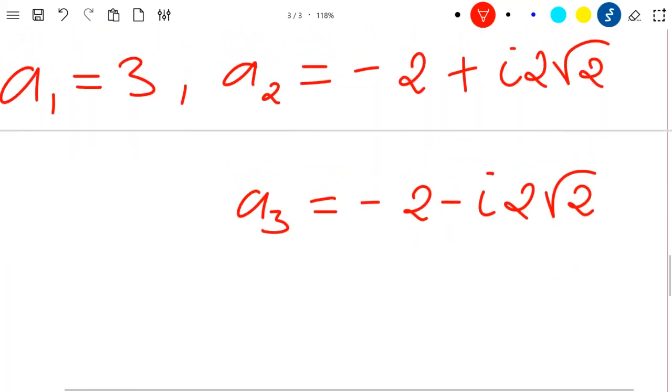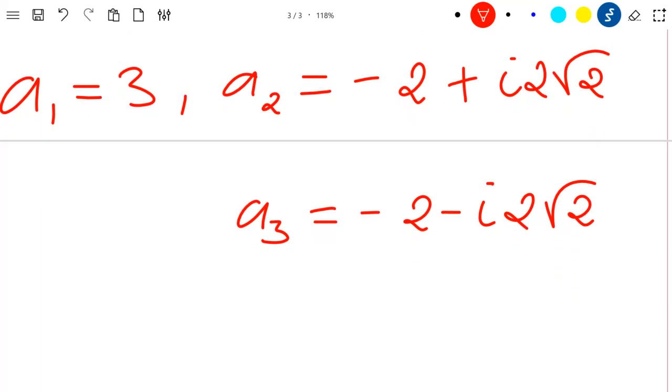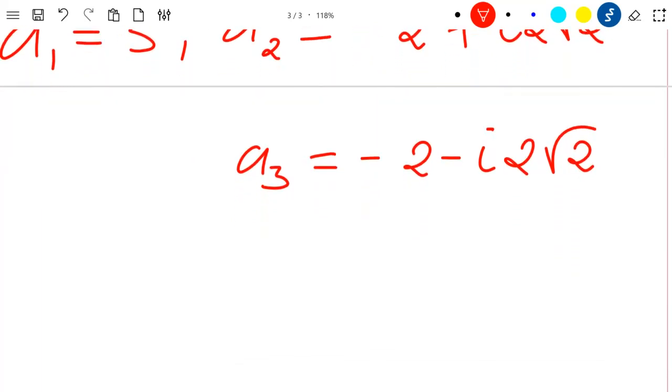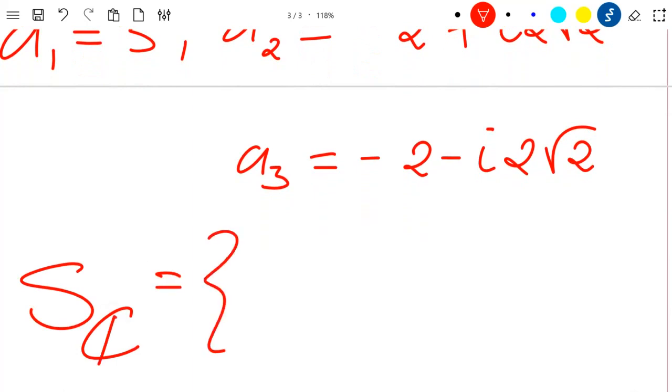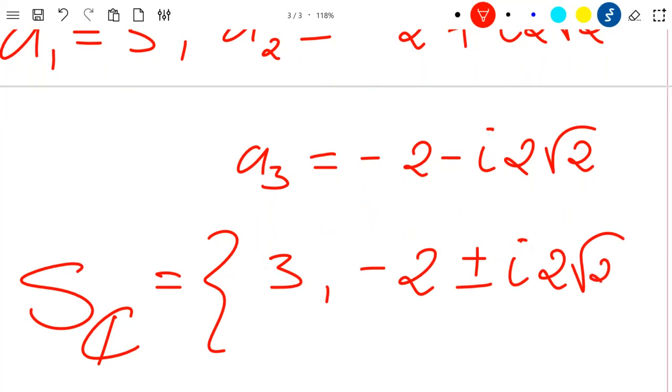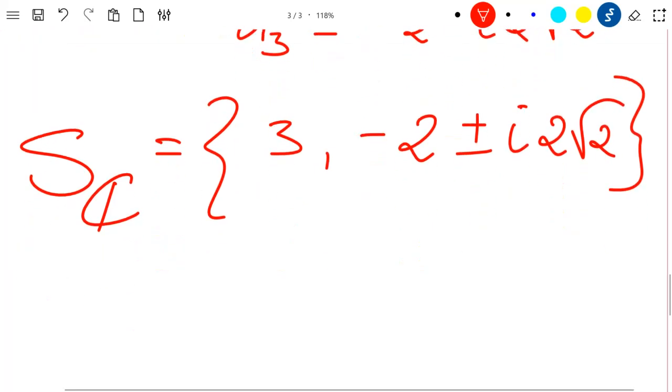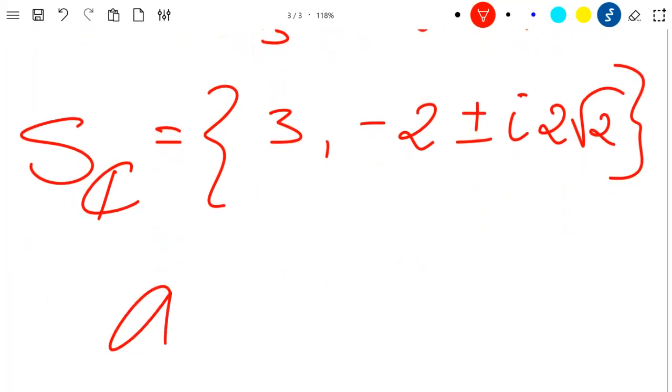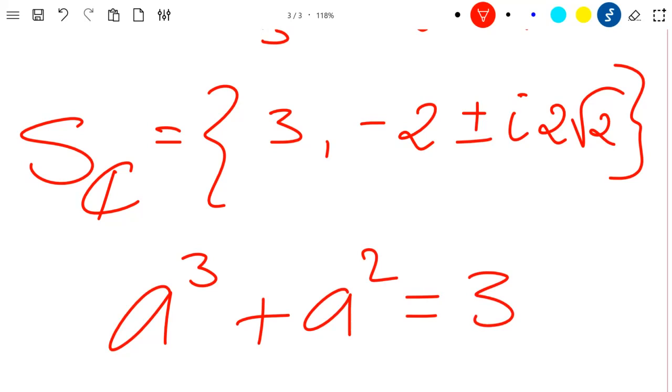So our equation has complex solutions: 3 and -2 plus or minus i 2 square root of 2, okay. So these are the solutions to our equation a^3 + a^2 = 36.